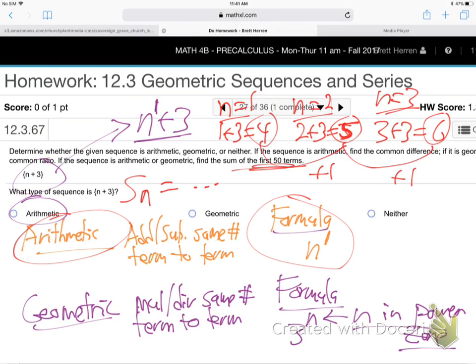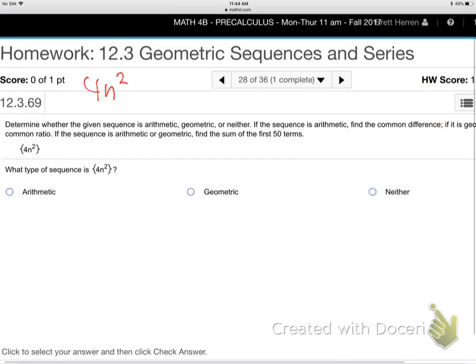Arithmetic was first power. Geometric was not second power, but n in the power zone. N has, like Hitler, Stalin, climbed into power. Bad news, right? So this is neither, because this is not first power, and it's not in the power. N's in the base zone still, but there's a difference. Neither. And again, you don't have to use my little method.